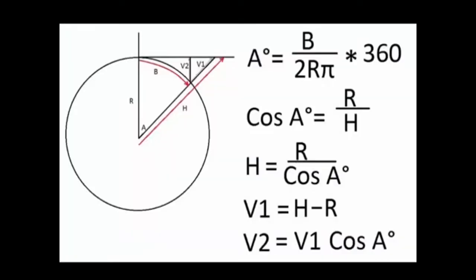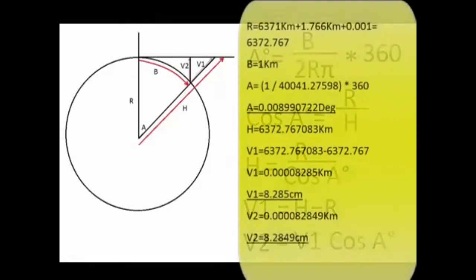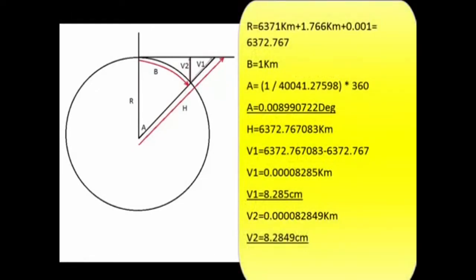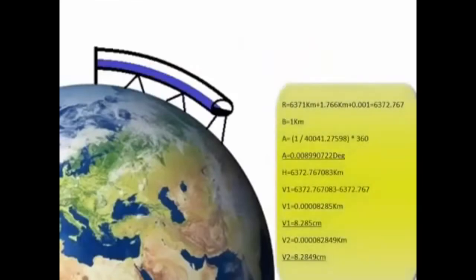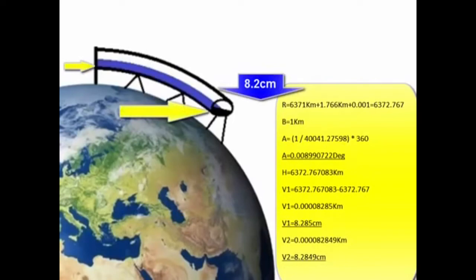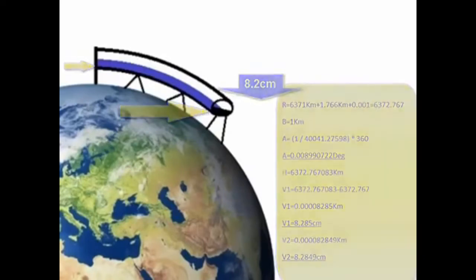So now let's apply that to our formula. We will add the height above sea level to the radius of the Earth and also an additional meter for the height of the pipe above the Earth. And as you can see over there, our V2 is 8.2849 centimeters. So in our pipe, a meter above the Earth with an additional factor of 1.766 kilometers because of the height above sea level, we still end up with an 8.2 centimeter fall.